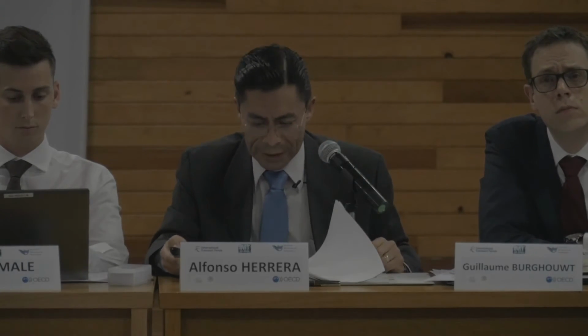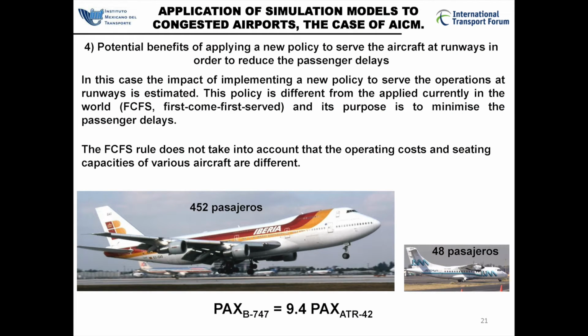Okay, the case 4. In this case, the impact of implementing a new policy to serve the operations at runways is estimated. This policy is different from the one applied currently in the world, first come, first served, and its purpose is to minimize the passenger delays. The first come, first served rule does not take into account that the operating costs and seating capacities of various aircraft are different. For instance, the operating cost of a Boeing 747 with 452 passenger capacity is eightfold as compared to an ATR 42 with a 48 passenger capacity.